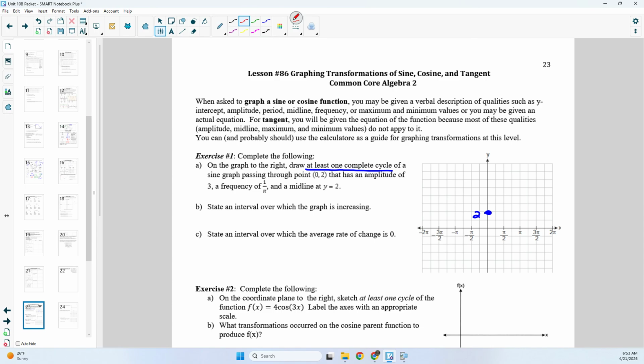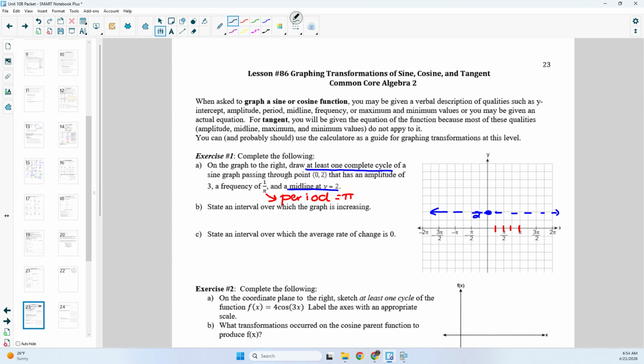We have an amplitude of 3, a frequency of 1 over pi, which means that my period is the reciprocal of that, so the period equals pi. In terms of quarter points, this is the full period, so this would be me splitting it into 4 quarters. The midline is 2. The midline is pretty important. For a sine graph, we know it starts on the midline. I'm just going to draw a dotted line here.